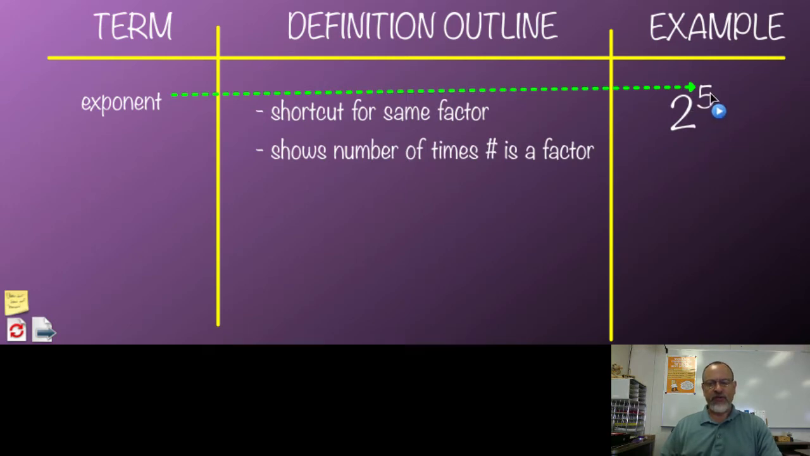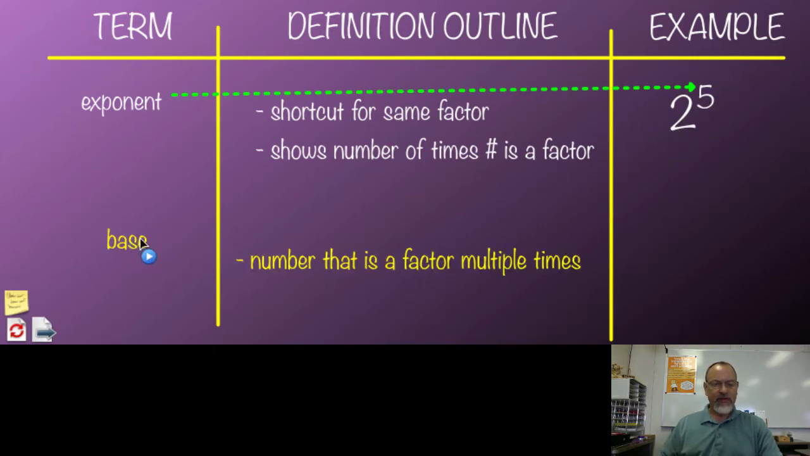So if we have 2 to the 5th, the exponent, which is the smaller number up here, tells me that I multiply 2 by itself 5 times, or 2 is a factor 5 times. All right? That's what the exponent tells us. The base, and again, this is very important, is a number that is a factor multiple times. So the base is this number that's being multiplied however many times the exponent tells us. So in this case, 2 is the base.